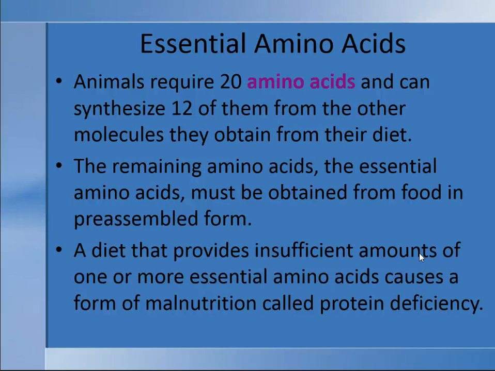Okay, amino acids, these are your builders of protein. Okay, and there are 20 amino acids. We can synthesize 12 of them, but we need the other 8 to come from our diet. And so these are essential amino acids. They come pre-assembled. And if you have an insufficient amount of these amino acids, you will have a form of malnutrition that's called protein deficiency.